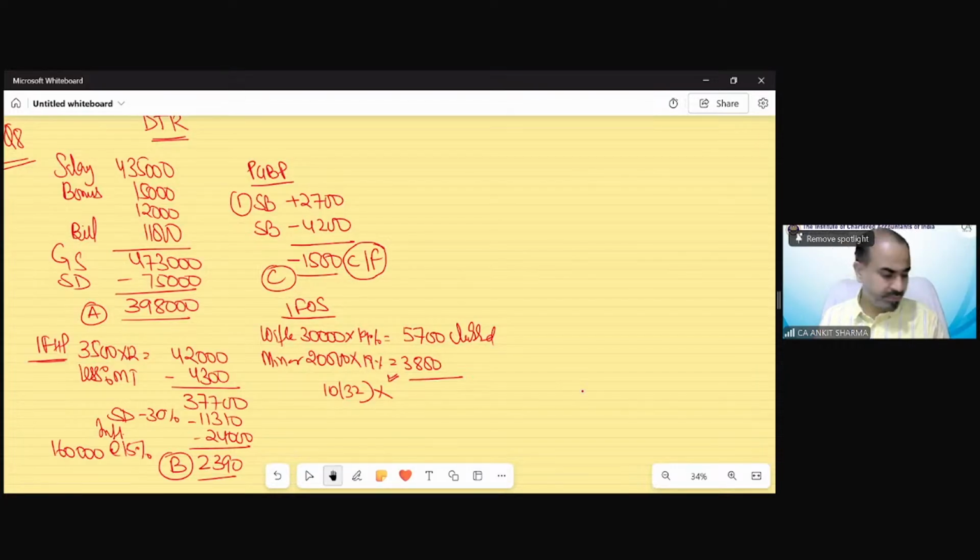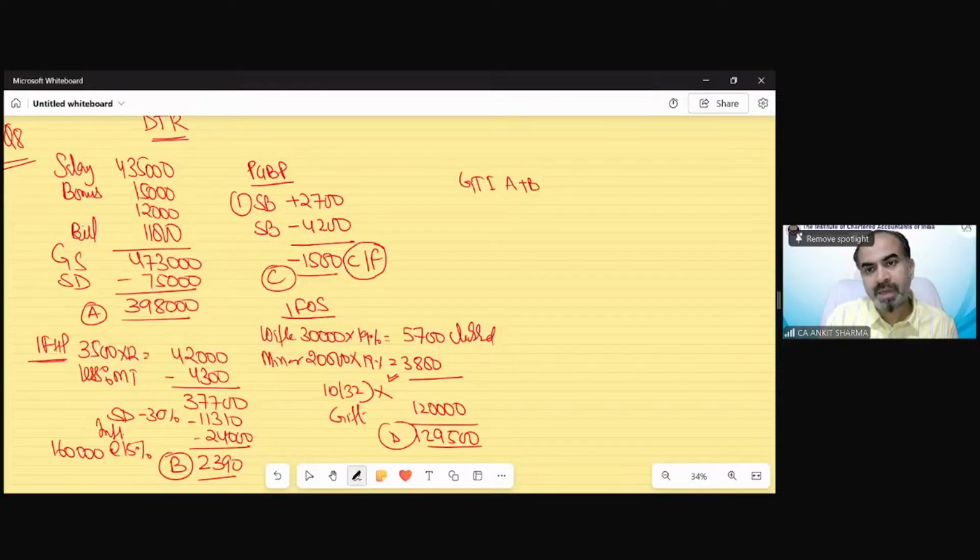Second. Gift value was 1,20,000. He received 30,000 each from his 4 friends. So the total value would be 1,29,500. That would be income from other source. So if we calculate our GTI, in which there would be A plus B plus D, because C is the loss which is going to be carry forward.